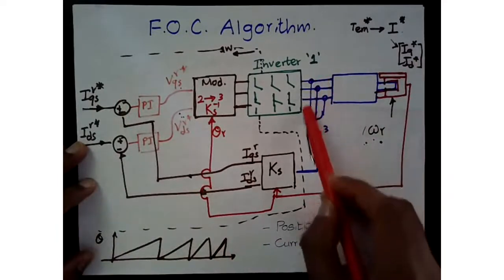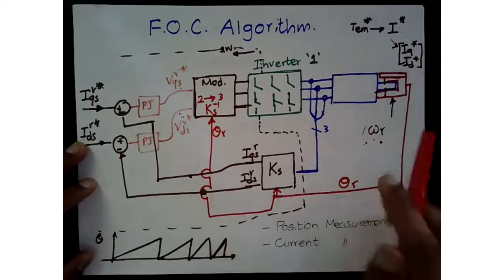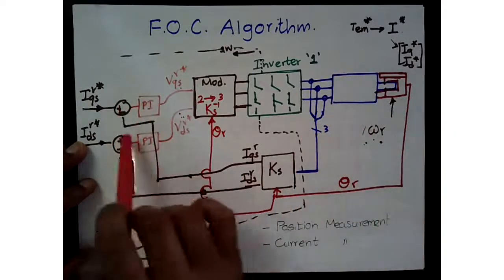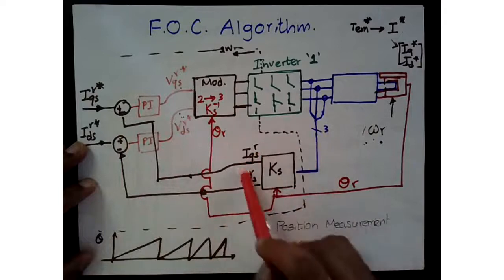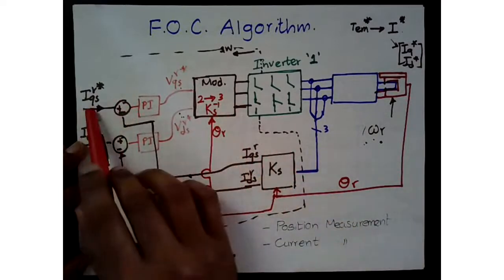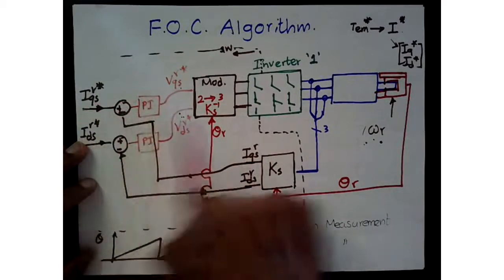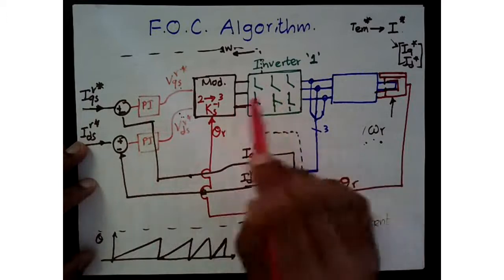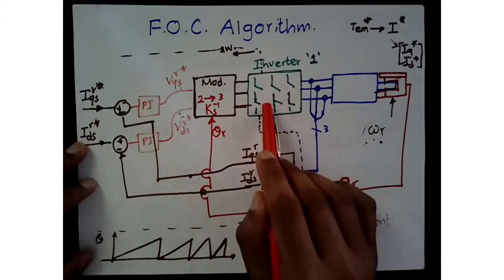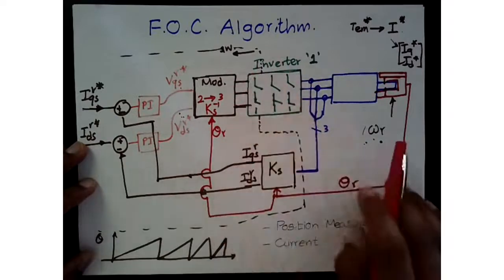You have to measure currents in order to determine how much current needs to be injected, and then of course we have the reference frame transformation. Depending on the reference and your actual current, the PI regulators will determine how much voltage needs to be applied using the inverter. So we have a three-phase inverter here.